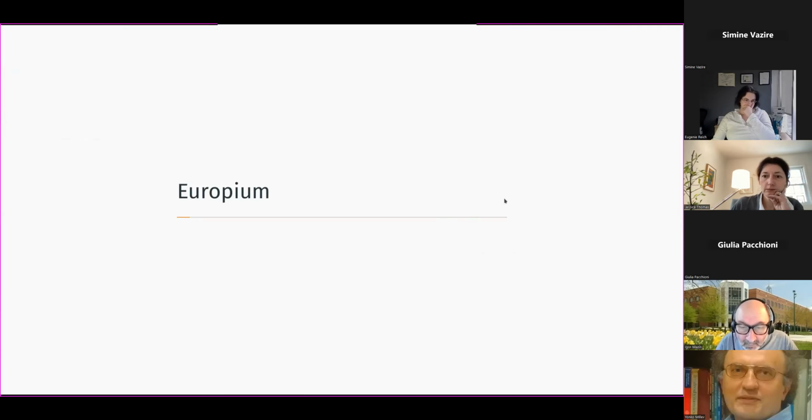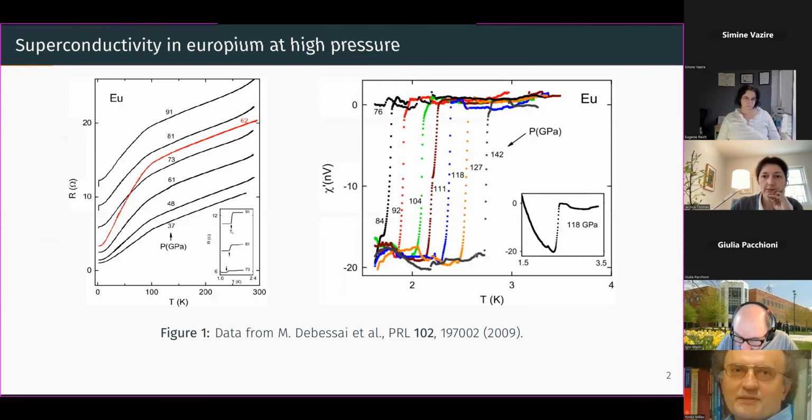So let's begin with europium and go back in time. One of the last things I worked on during my PhD was this PRL paper. Debesai was the first author. I had been involved in some early measurements that weren't ready to publish. After I went on to be a postdoc in San Diego, Matthew Debesai finished up the measurements and found this very nice susceptibility data plotted here on the right.